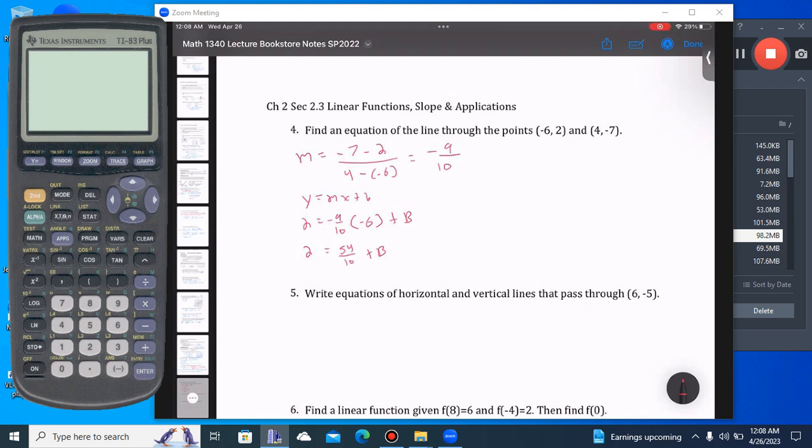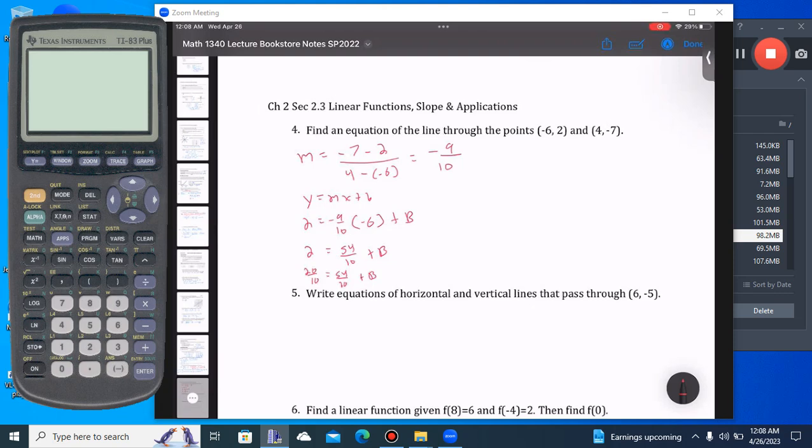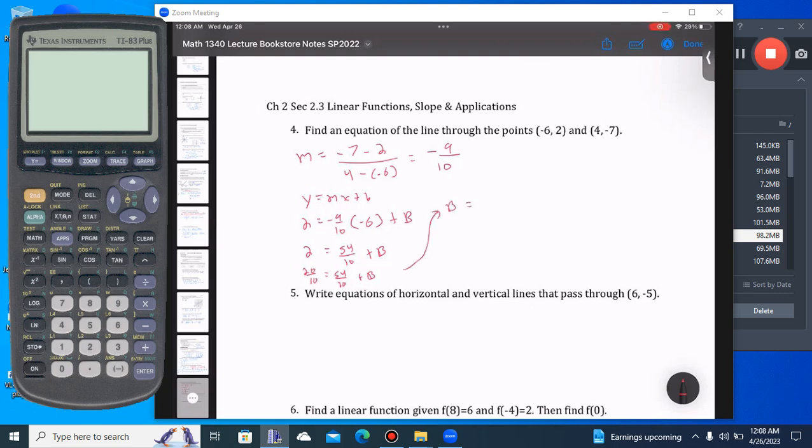So this is going to be 20 over 10 equals 54 over 10 plus b. So b equals 20 minus 54 over 10, so -34 over 10, which we can reduce down to -17 over 5. Now we can write our equation: y equals -9/10 x minus 17 over 5.